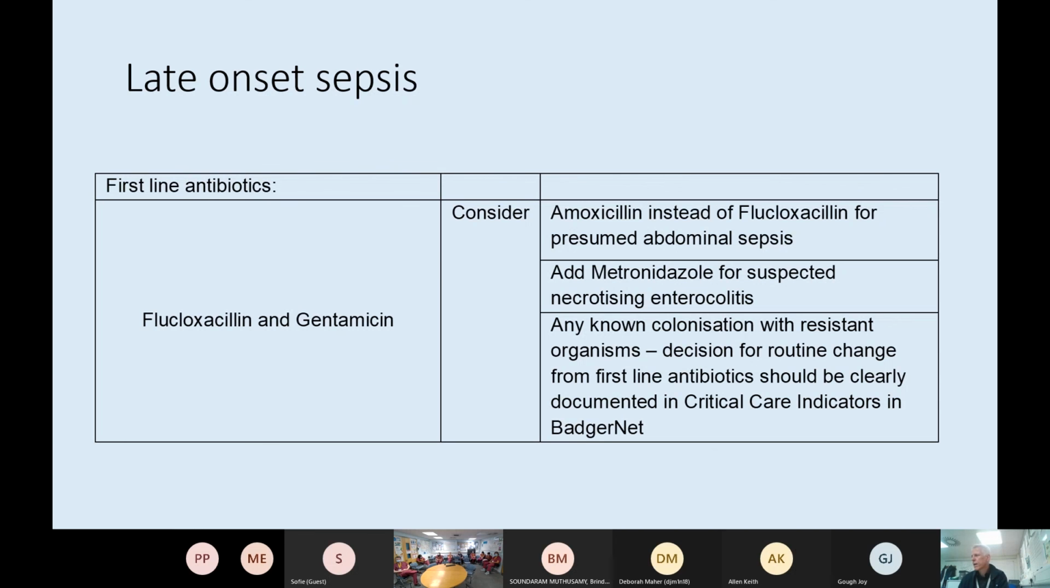We've had a couple of babies die over the last 20 years since I've been here, where we've known about a resistant organism, but have not started antibiotics that are active against that resistant organism. It's one of the reasons why it's really important, when you have a resistant organism colonizing a baby, you make sure that it's in the critical care indices on Badger, so that it's easy to find.